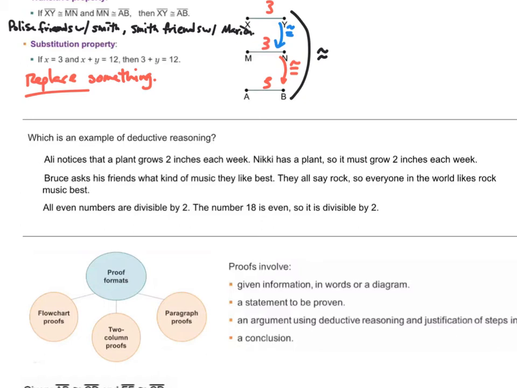All right, so which of these is an example of deductive reasoning? So based off of facts. Okay, Allie notices that a plant grows 2 inches each week. Nikki has a plant, so it must grow 2 inches each week. That's a pattern. That's inductive. Okay. Bruce asks his friends what kind of music they like best. They all say rock, so everyone in the world likes rock music best. No. That's a pattern. Okay, that's not a fact. Yeah. So all even numbers are divisible by 2. The number 18 is even, so it is divisible by 2. Is that a pattern or a fact? Fact.